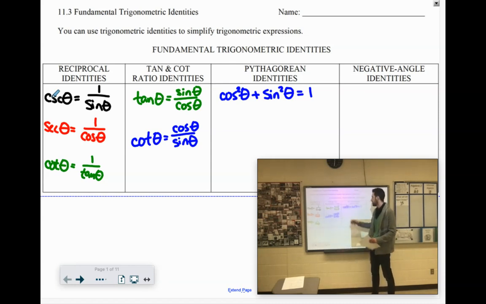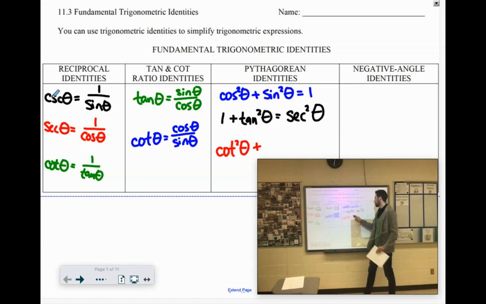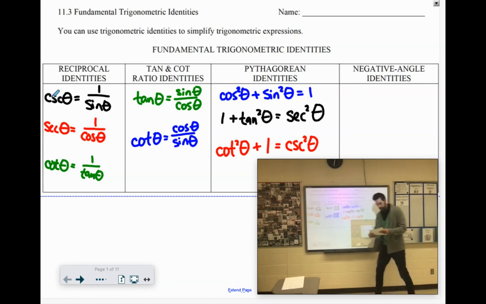So the next one says that 1 plus tangent squared theta is equal to secant squared theta. And the last one of these Pythagorean identities says cotangent squared theta plus 1 equals cosecant squared theta. Whew.